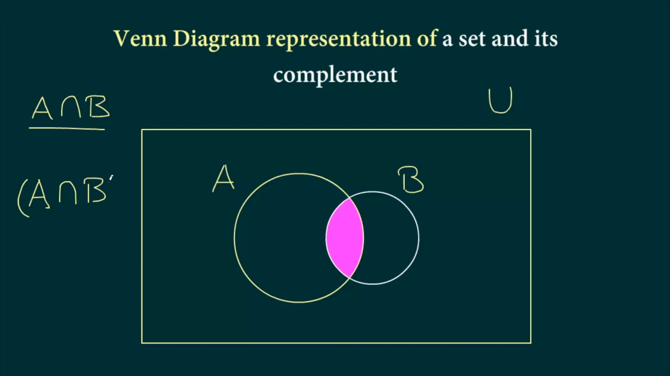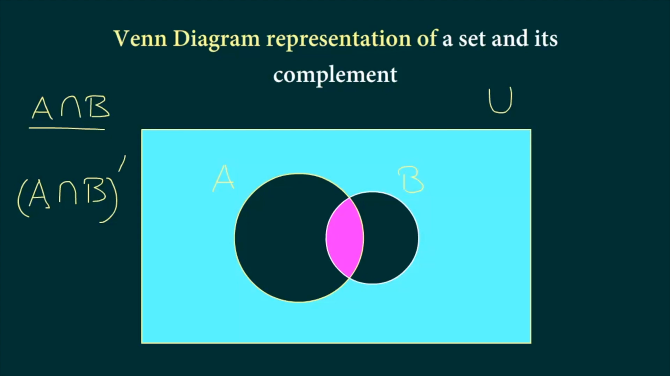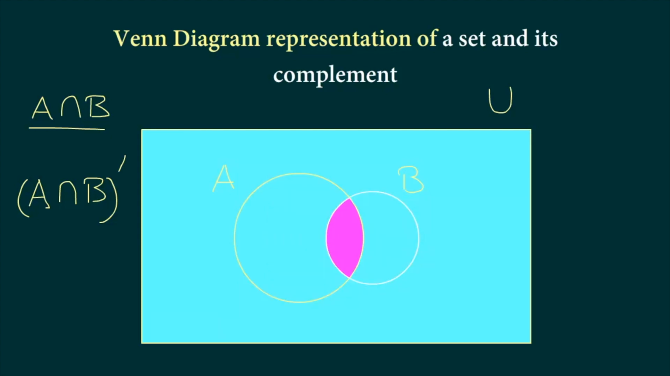Now, what if I were to ask you to find the complement of this set? See how I have written it: I have put A intersection B in parentheses, and on the outside I have put the dash sign. This means the complement of A intersection B. So take a moment to think visually which part is the complement of A intersection B. And if you would have guessed this and this, then you are correct.